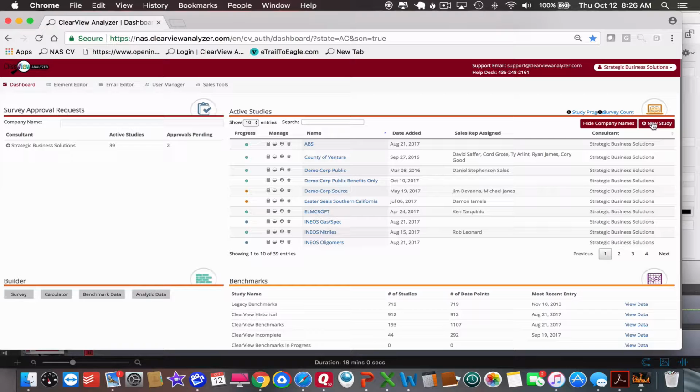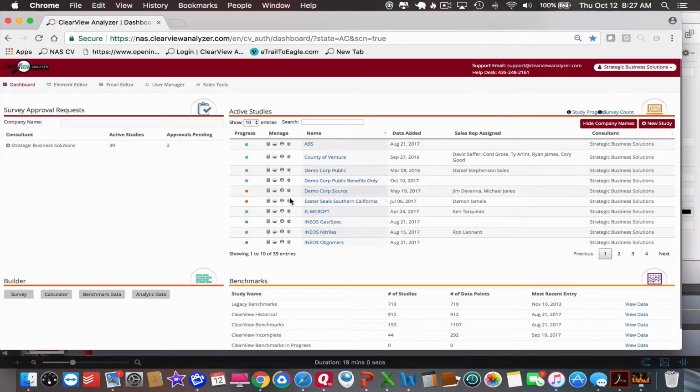Once the prospect is put in as a participant, they are prompted through the Clearview tool with a message that allows them to follow a link and create a password and access the studies that they need to.